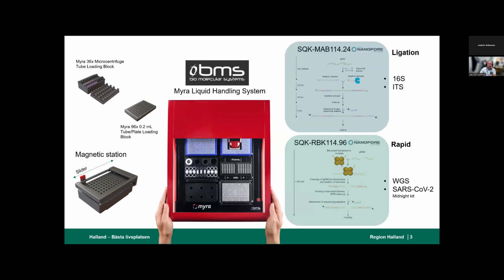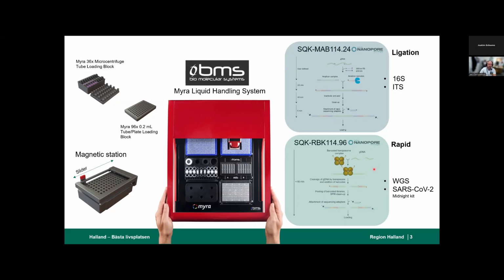So the key instrument here is the Myra liquid handling system. I will not have time to talk much about the instrument in general, but instead I will focus on how it can be applied on two different nanopore kits. These are the ligation-based MAB kit for 16S and ITS, and the rapid barcoding kit for WGS and SARS-CoV-2, and possibly also for other in-house targets if one chooses to validate something else as well.